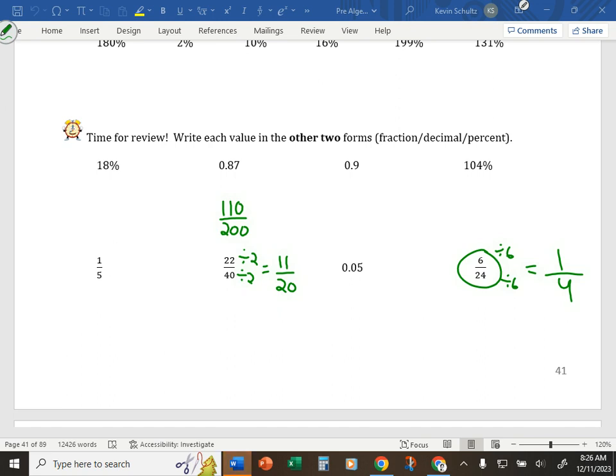So, rest of CO21, bottom of CO22. Make sure you're writing the other two forms. Fractions, decimals, and percentages are the three. Whatever it's given to you in, write it in the other two.